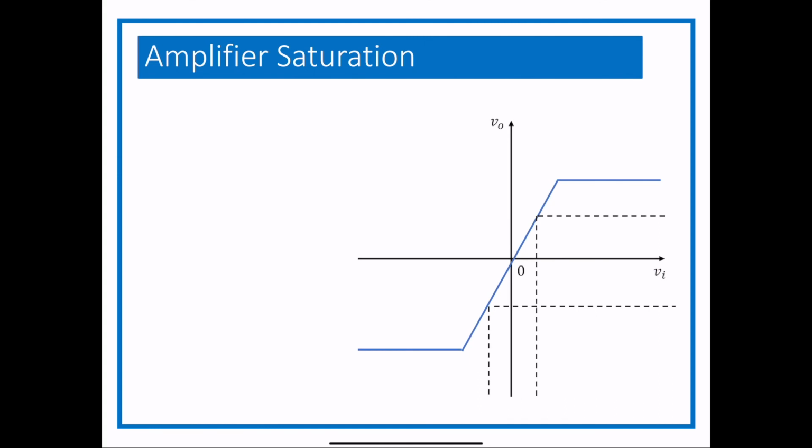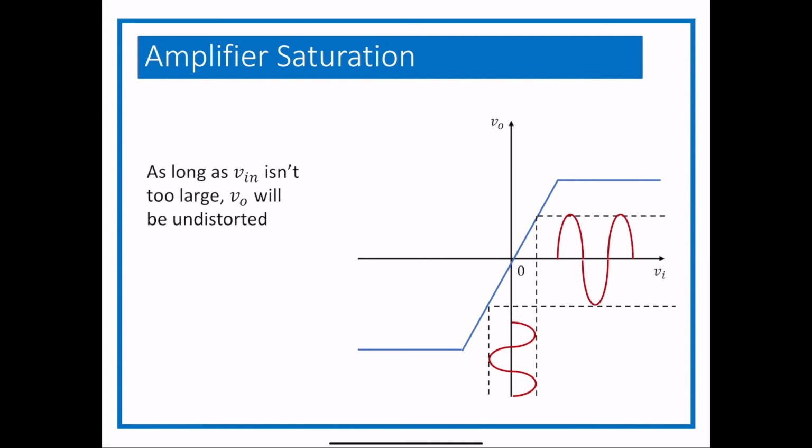So for values of Vin that are intermediate, Vout will be undistorted. So Vin comes in, and it's within the limitations of the circuit, it seems. And so what you get out is bigger, but reasonable. It's not distorted or anything like that.